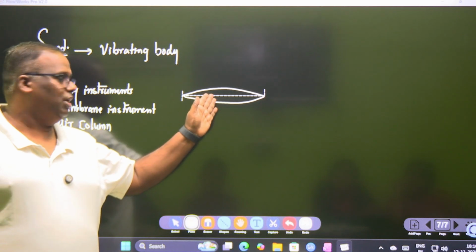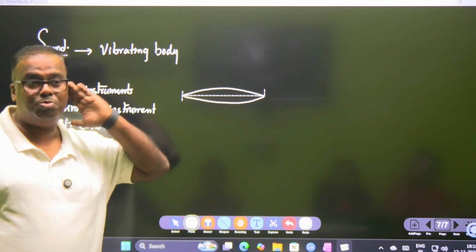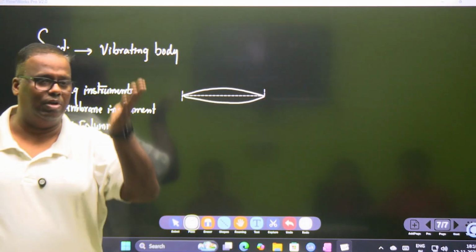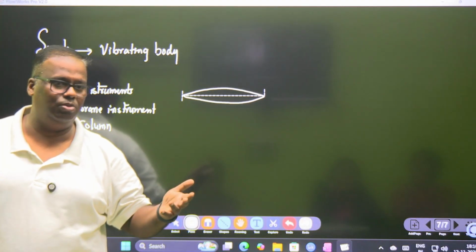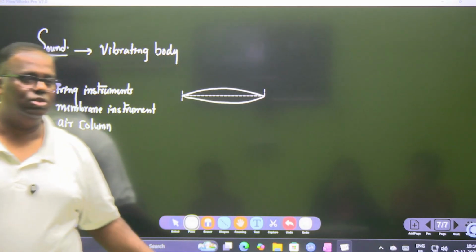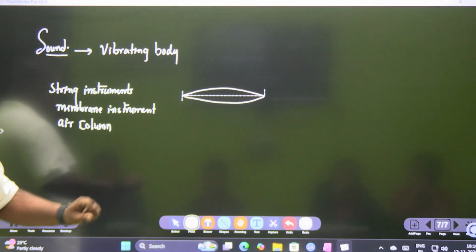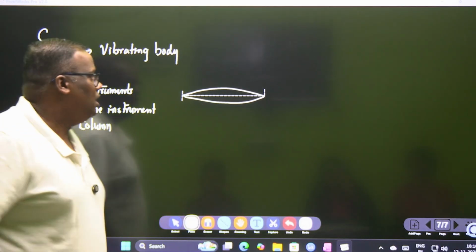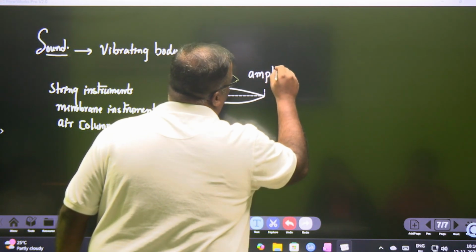Now we come to one more thing. Even in a tabla, there's a membrane. The membrane vibrates. In a speaker also, the membrane vibrates. And in an air column, the air column will create the vibration. Like in a flute, or even the old piano, not the electronic piano, strings inside, or even the harmonium. So sound is caused by vibration. A vibrating body can only create sound. This is understood. So here now we apply, what is the role of amplitude?